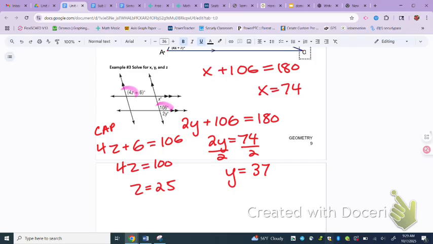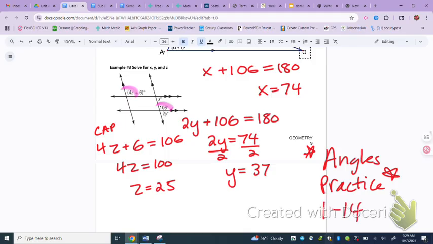Okay, on the next page of your packet, there's a page called Angles Practice. You're going to work on Angles Practice. You can do it in your group. It's problems 1 through 14. You can work on that practice. If you don't finish that in time, there's still a concept check for the last 20 minutes of class. So don't forget there's a concept check the last 20 minutes of class.